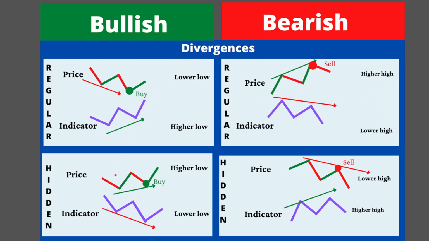Now with hidden divergences, the bearish situation is a little bit different. The bearish situation is that price formed a low, it formed a high, and it formed an even higher low. And what we're looking at is this higher low. At the same time, the indicator formed a low, formed a high, and then it formed an even lower low. So the indicator is coming down, while at the same time, the price is coming up.